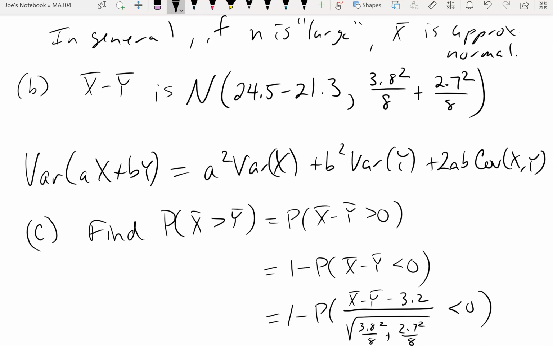Right? Now I'd calculate. Oops, what did I do? I forgot to do it on the right-hand side, didn't I? Sorry, forgot to do it on both sides.